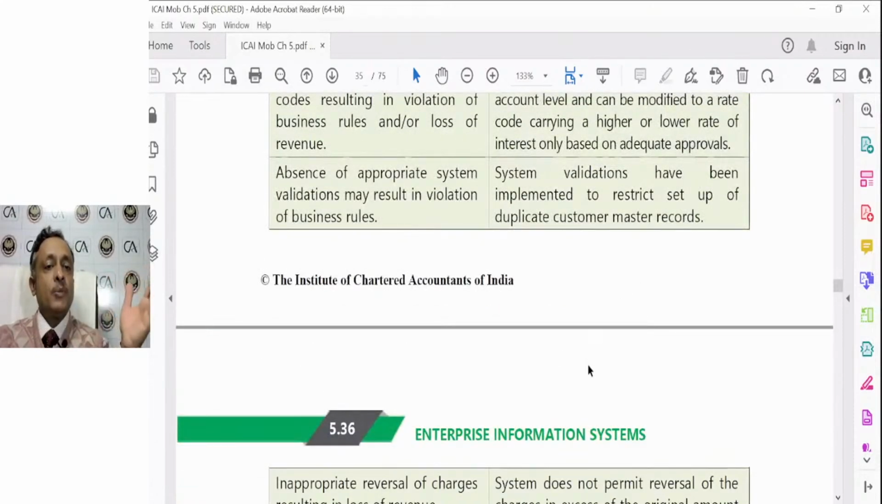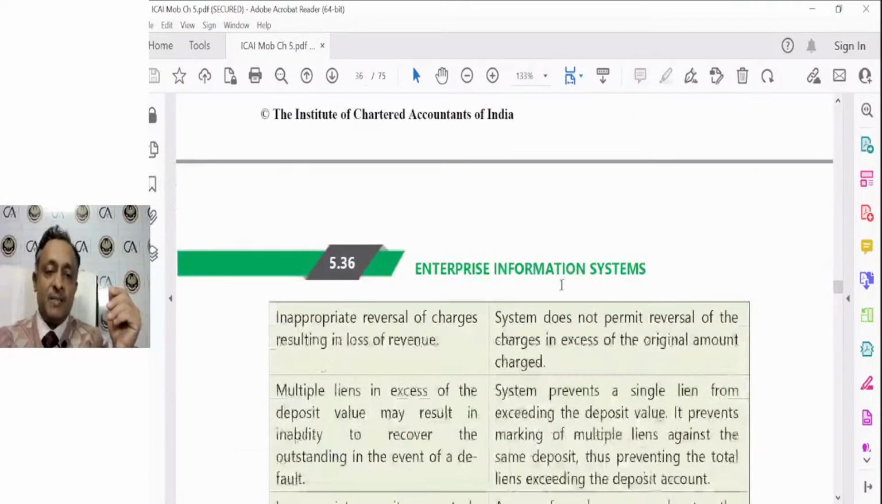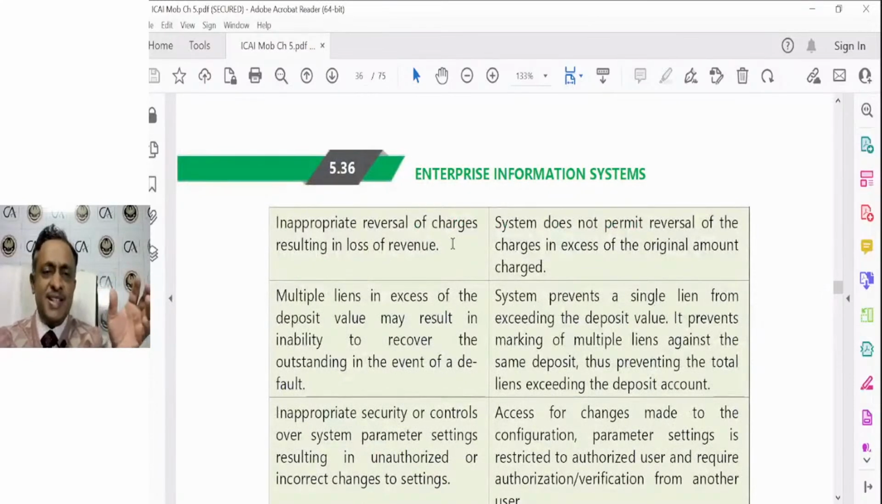Then absence of appropriate system validation may result in, yes, what is a business rule? A business rule is that as a bank, I will do this and I will not do this. So if you don't have control in the banking system, your business rule may be violated. So validations have to be there that ensure the violations are not put in place. Then this one is easy. Inappropriate reversal of charges. Any amount debited to the customer as charges may be reversed. So you will not permit reversal of charges unless through a proper approval procedure.